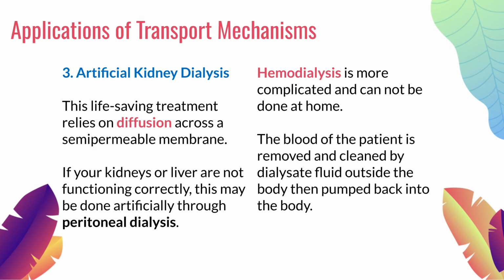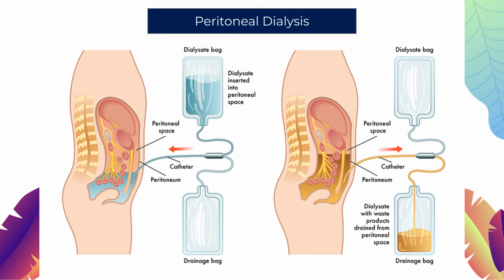Artificial kidney dialysis is a life-saving treatment that uses diffusion across a semi-permeable membrane to remove waste from the blood, either through peritoneal dialysis performed inside the body or hemodialysis, where blood is cleaned outside the body using dialysate fluid and then returned. Peritoneal dialysis uses the lining of the abdomen as a natural semi-permeable membrane, where dialysate fluid is added to the abdominal cavity. So waste products and excess water diffuse from the blood into the fluid, which is then removed from the body.